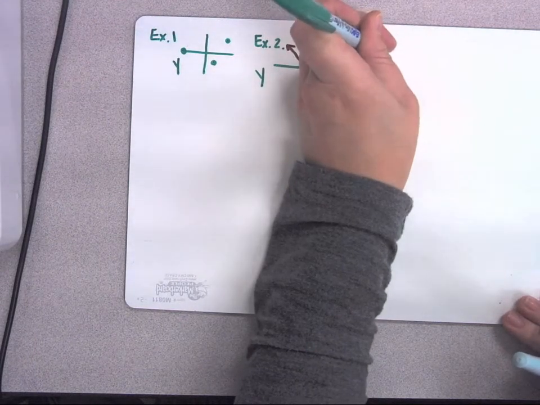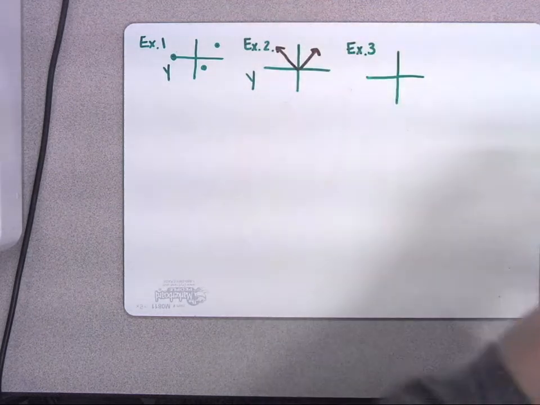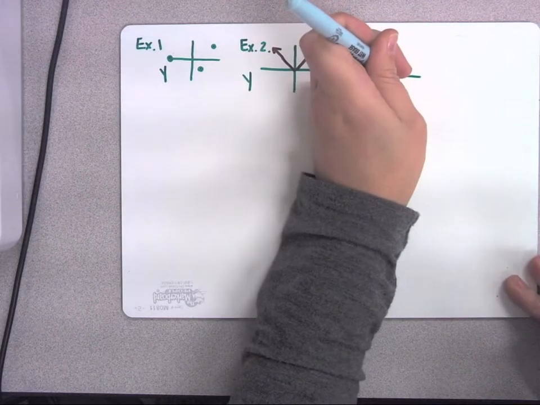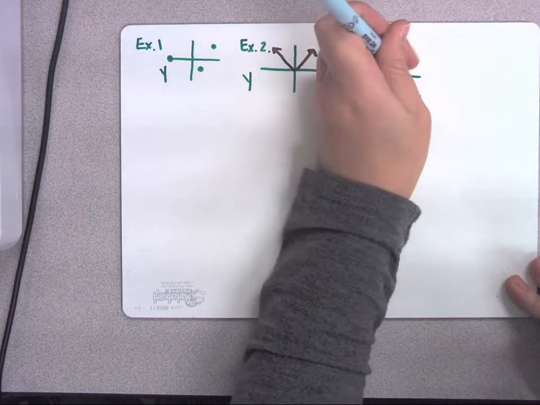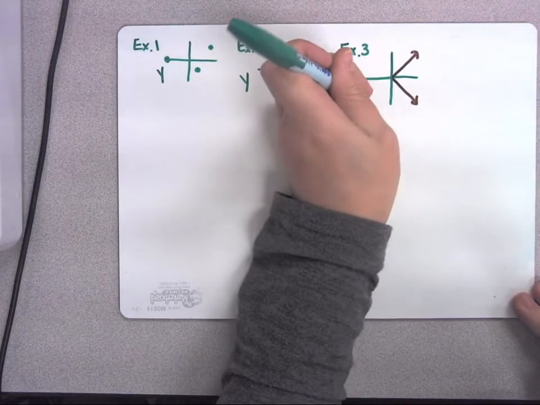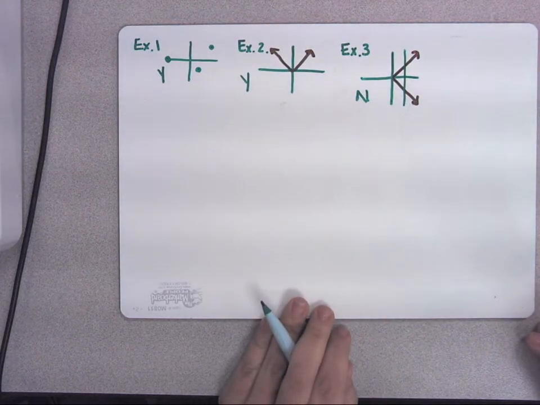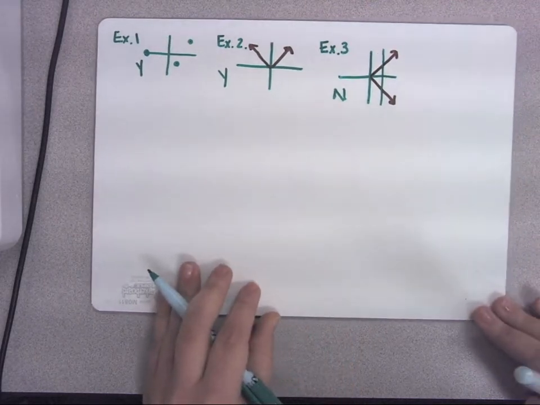Okay, number 3. What if I take that graph and I just rotate it? Definitely not, right? If I draw a line right here, it definitely crosses that picture twice, doesn't it? Doesn't matter where I draw that line. Okay.